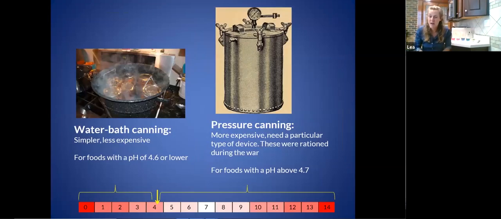There are two methods of canning. There's water bath canning, and then there's pressure canning. Whichever method you're going to use is going to be dependent on the pH of whatever it is that you're trying to preserve or can.